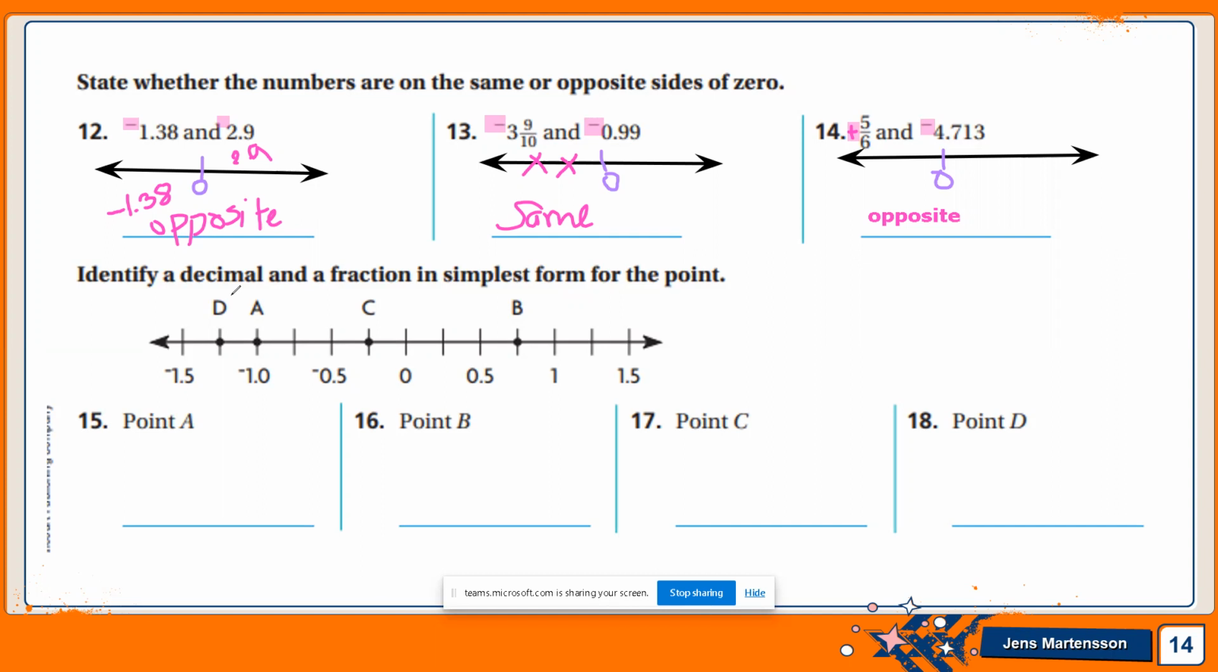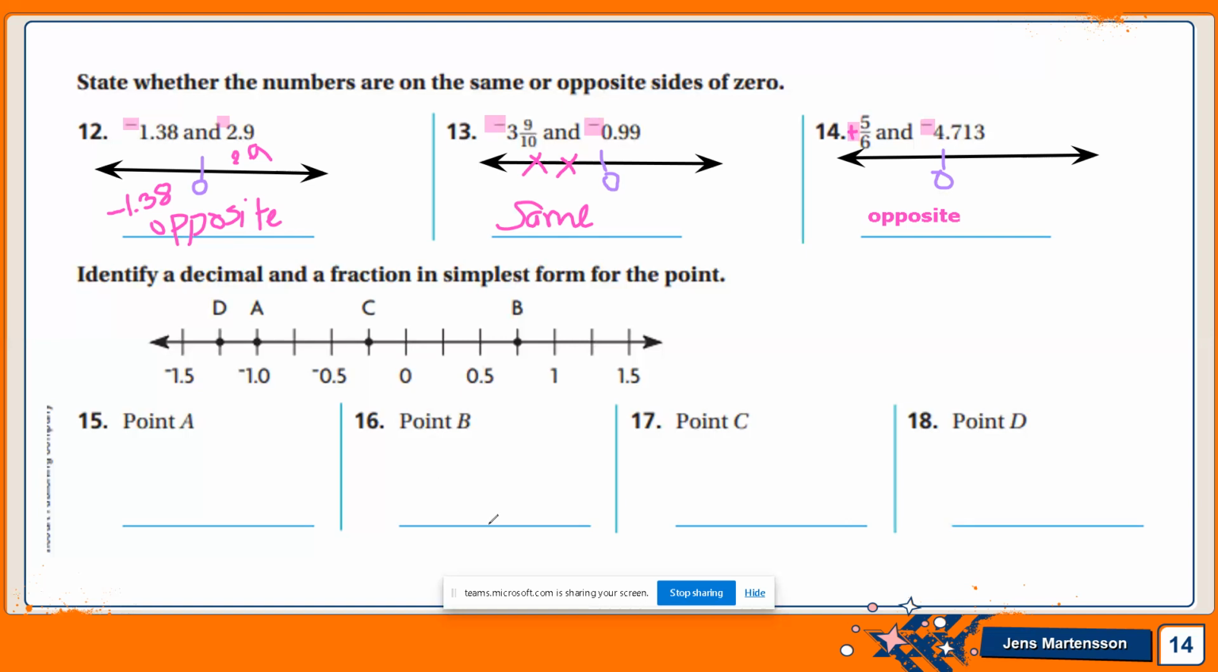In number 15, you have a number line, and there are letters written: A, B, C, and D. They ask you what is the number that is represented by point A. After you find the number, you need to write it as a decimal and as a fraction.